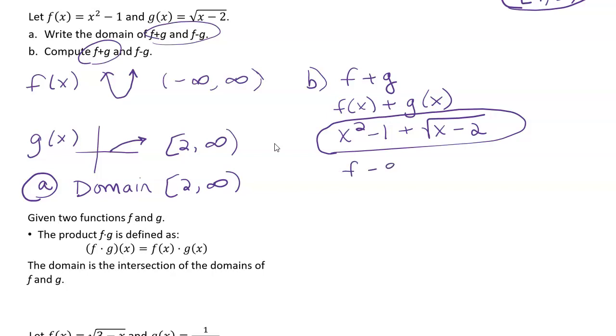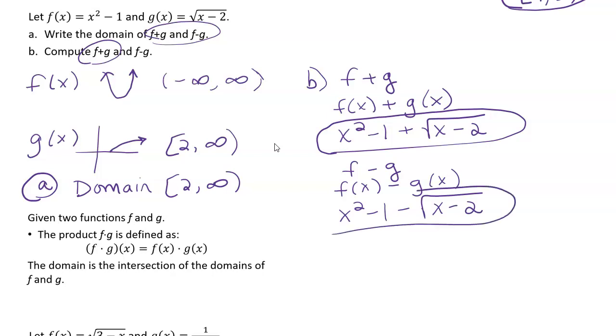For f minus g, we're just going to subtract the two functions. We're going to do f of x minus g of x. f of x is x squared minus 1. Subtract g of x, which is square root of x minus 2. Simplify if applicable. In this case, nothing simplifies, so we're done.